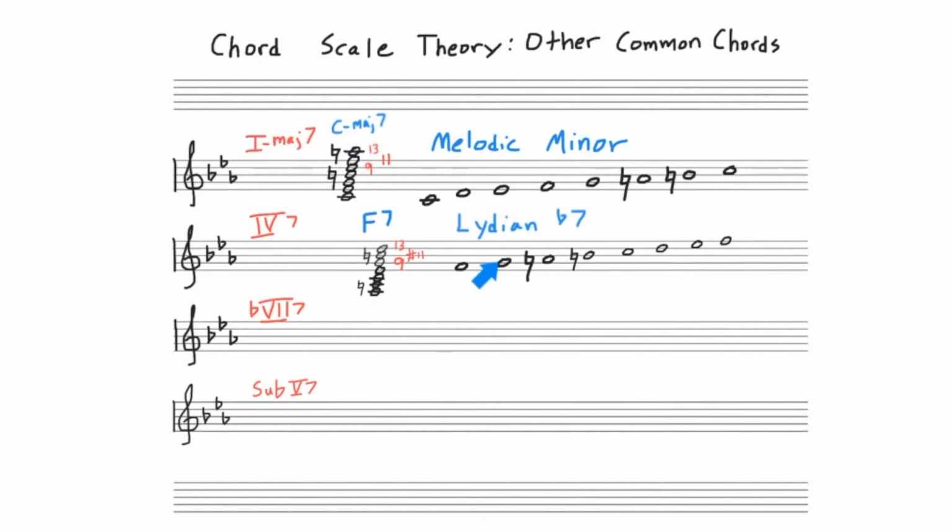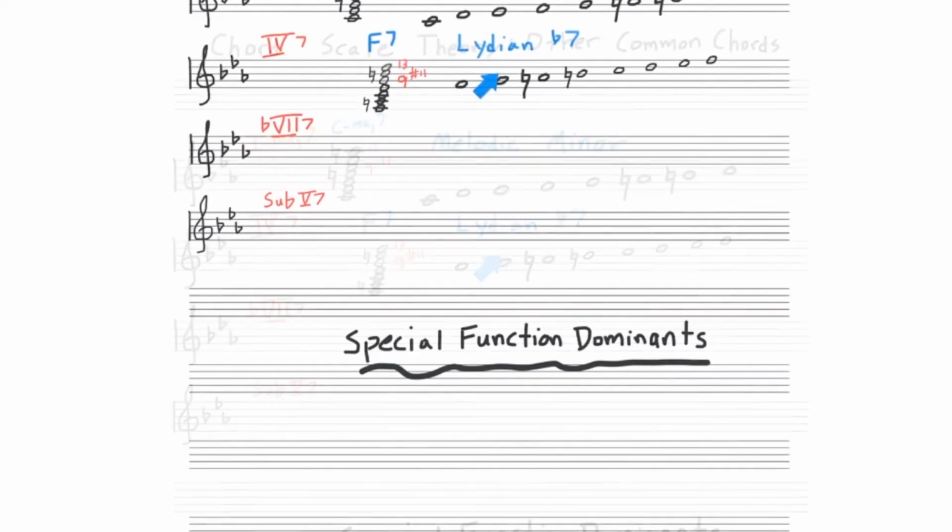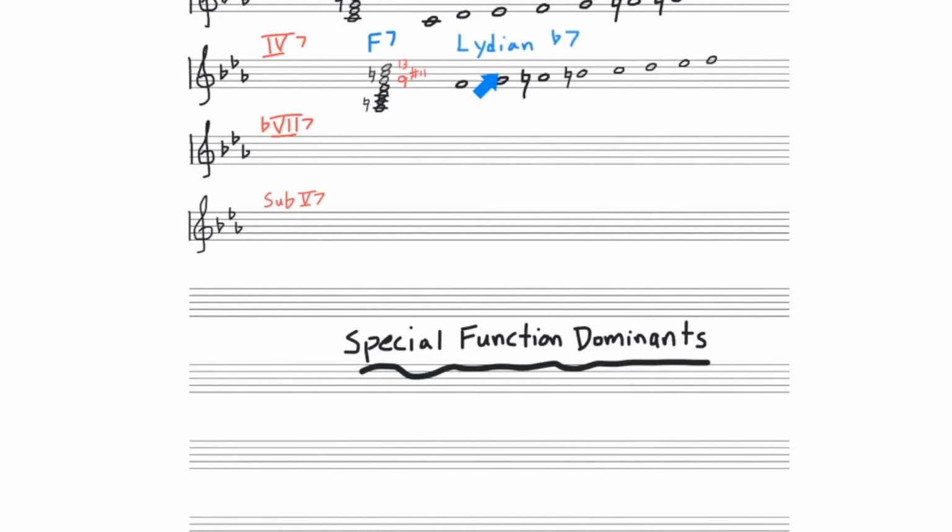Now the Lydian flat 7 is the scale that is used for a group of chords known as special function dominant chords. The 2 main special function dominant chords are the 4 chord, which does not function as a traditional dominant, the 5, or a secondary dominant. And the other typical special function dominant chord is the tritone substitution, sub 5-7. So all sub 5-7 chords would get the Lydian flat 7 scale, regardless if they're the primary sub 5-7 or a secondary sub 5-7.